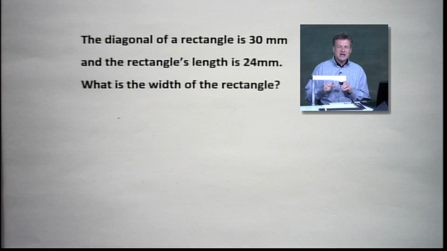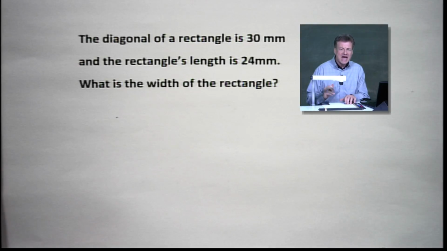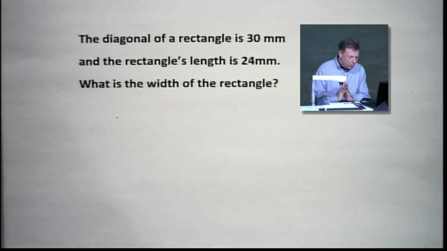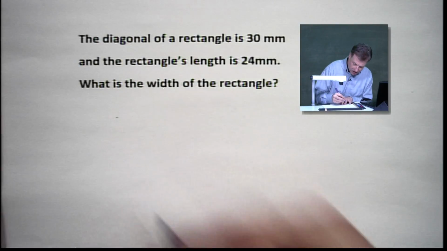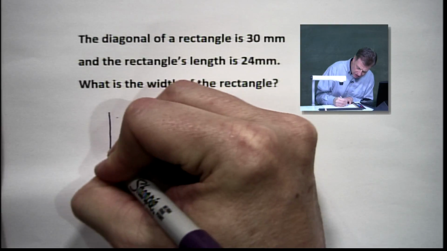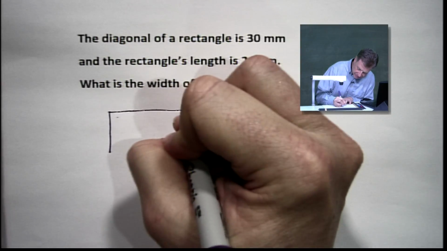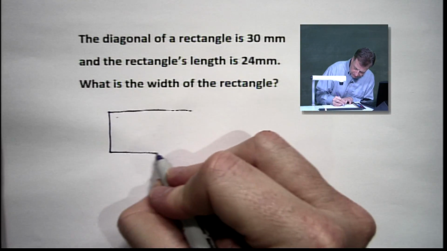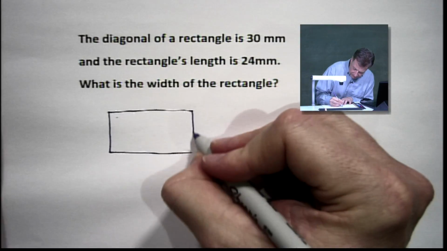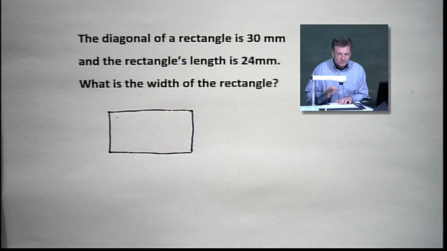This one is back to our rectangle friend here. It says the diagonal of a rectangle is 30 millimeters, and the rectangle's length is 24 millimeters. What's the width of the rectangle? All right, what we've got going on here, if we create a little rectangle, let me give you one. There's our rectangle, pretty close.